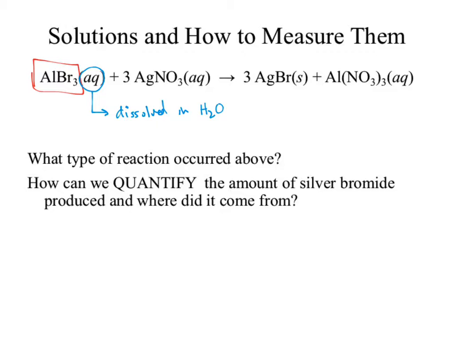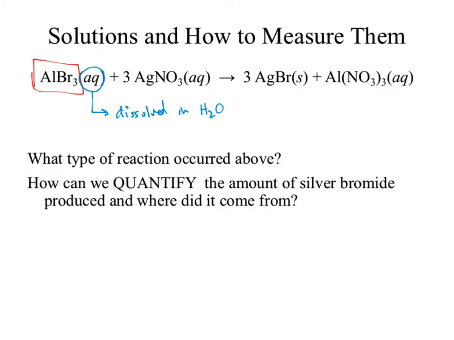Is water in my chemical equation? No. So if I measure out the mass of aluminum bromide, is that going to help me out? Nope, because I've got it in solution. So that doesn't work. The other thing is, it's a liquid. Should I be measuring the mass of a liquid? No. What should I be measuring for the liquid? The volume. So now I switch to volume.